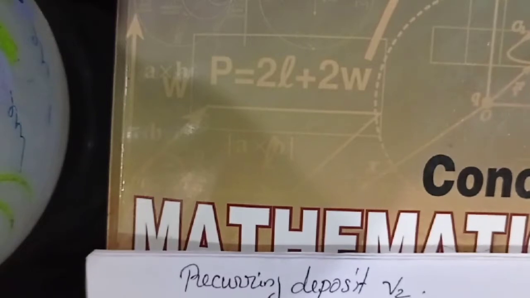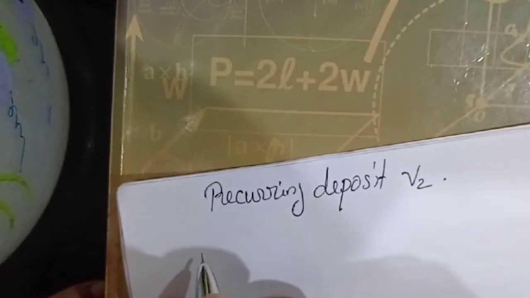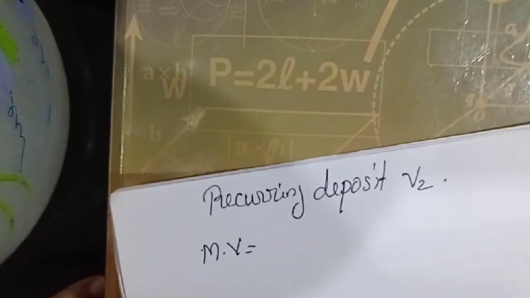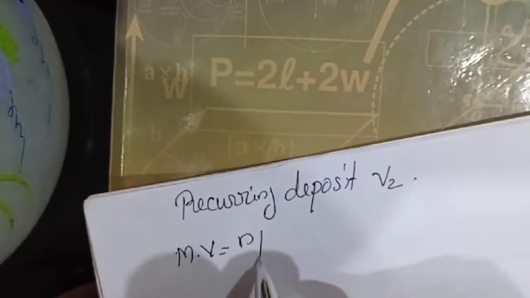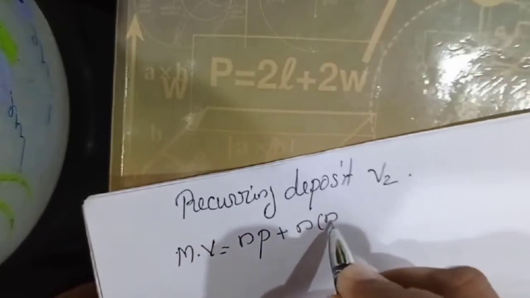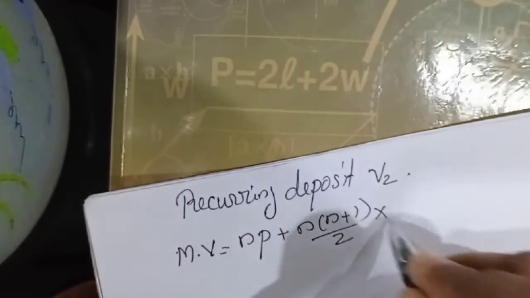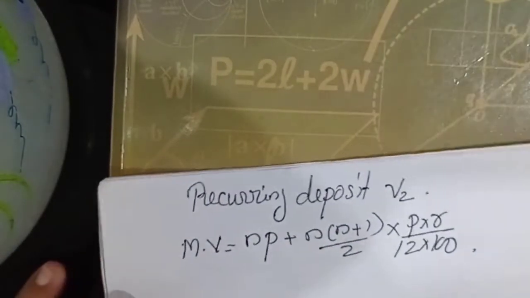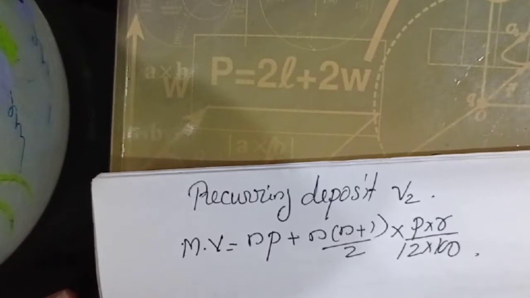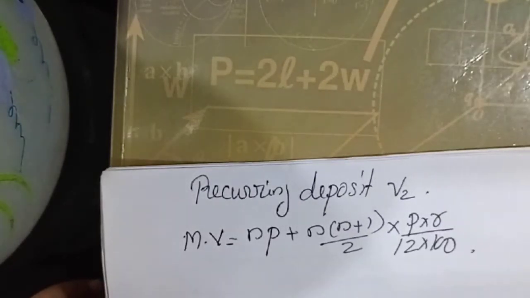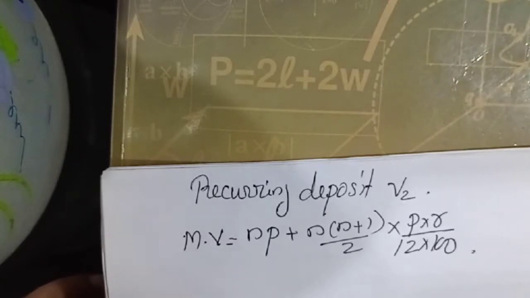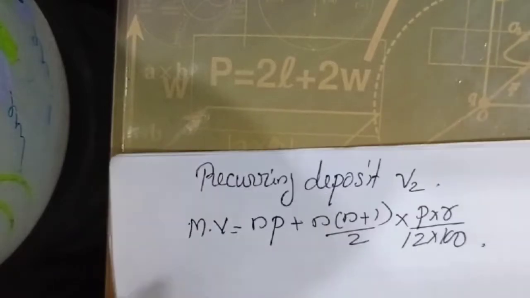Recurring Deposit. Write one question, or first write the formula. Maturity value is equal to NP plus N into N plus 1 by 2 into P into R by 12 into 100. Right. Question number 1.